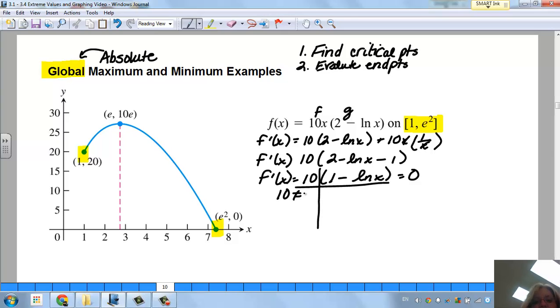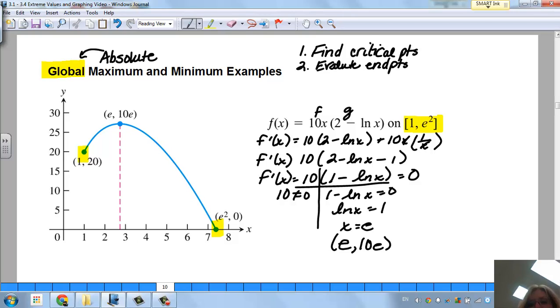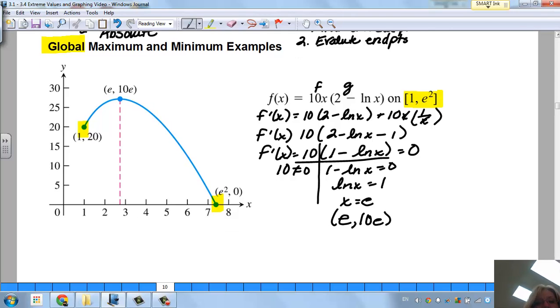10 will never equal 0, so thanks for your help. But 1 minus natural log of x equals 0. The natural log of x is going to equal 1. Base e, e to the first equals x, so x is going to equal e. If we look at our graph, if I have an e for my x value and I plug it back into the original, I'm going to get 10e. So it looks like it's a critical point on our graph. And if you were to look at it, you can tell it's going to be an absolute max. So it's 10e, and you know e is 2.71 or whatever.